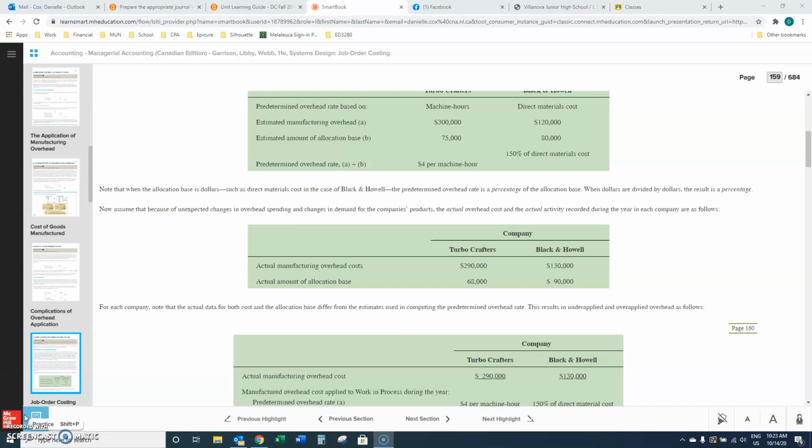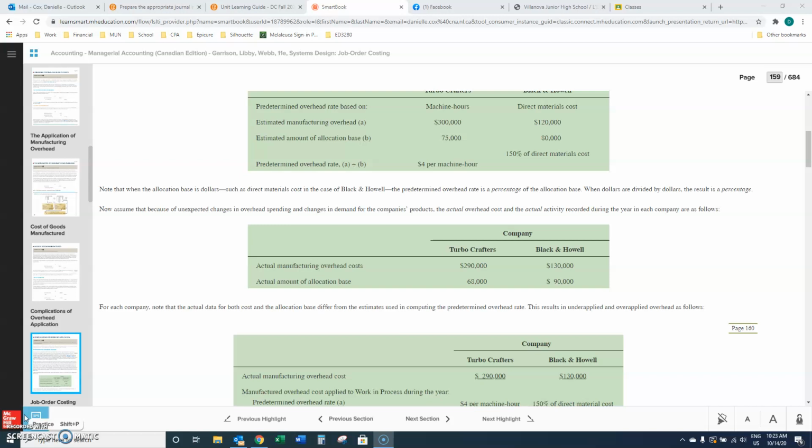So basically, you don't know your actual overhead cost until the end of the period. You don't know how much these costs are going to be until you actually incur them. But as you're producing product, you want to allocate a cost to those products. So you estimate what you think your overhead is going to be. Now you can estimate it based on various things.